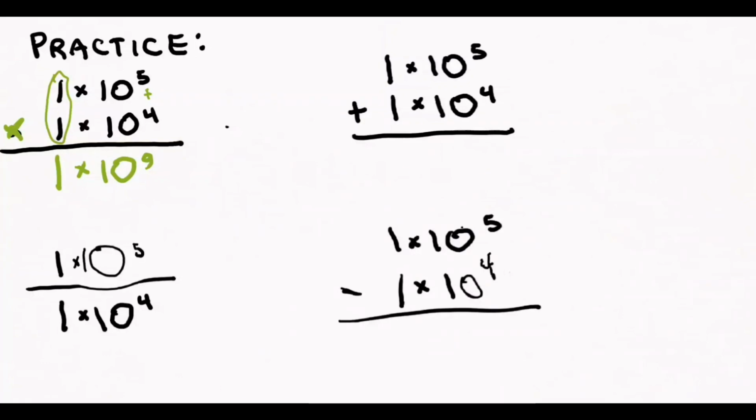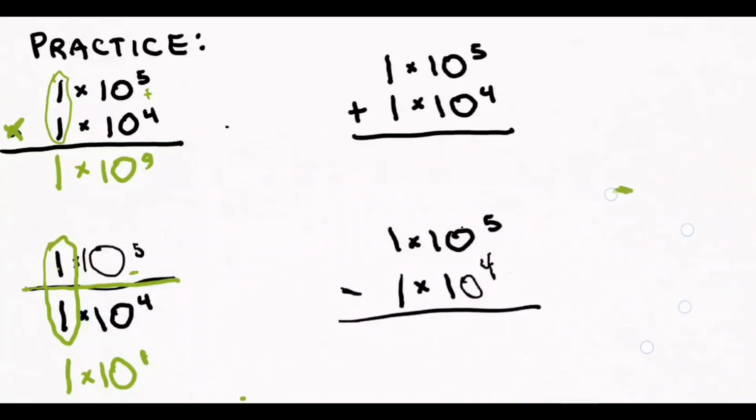Now let's do the dividing down here. 1 times 10 to the 5th divided by 1 times 10 to the 4th. Well, you're going to do these regular numbers first. 1 divided by 1 is still 1. You bring down the times 10. And then since this is dividing, you're going to subtract 5 minus 4 equals 1. So the answer is 1 times 10 to the 1.